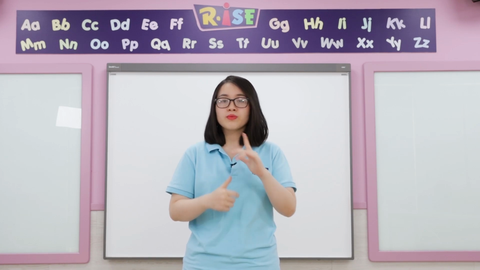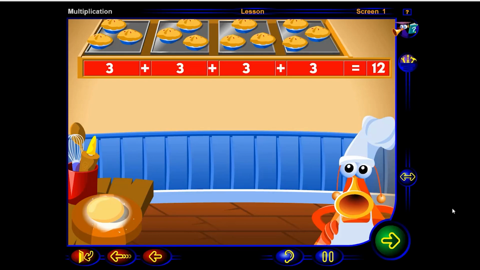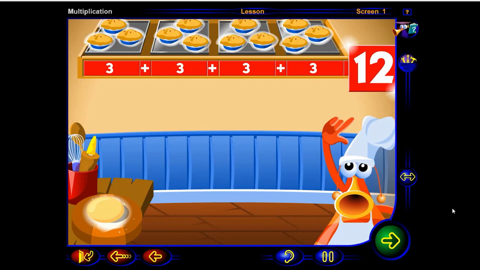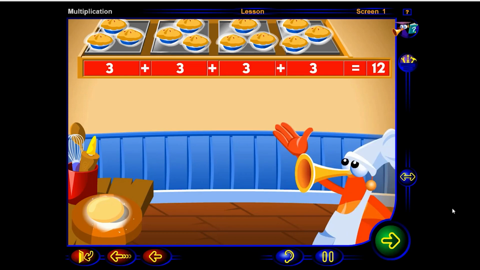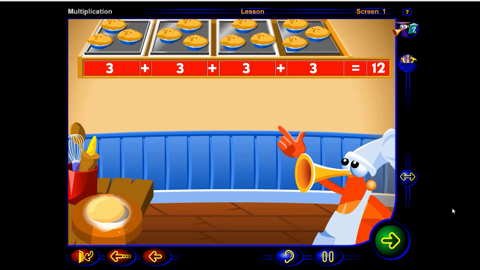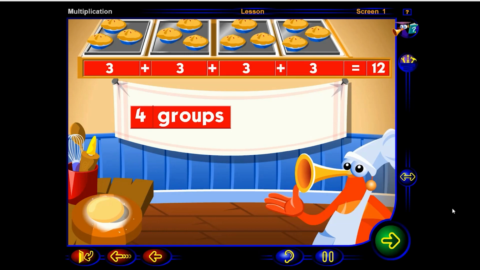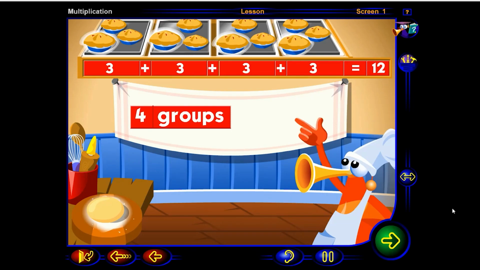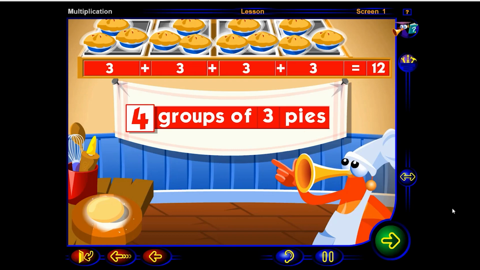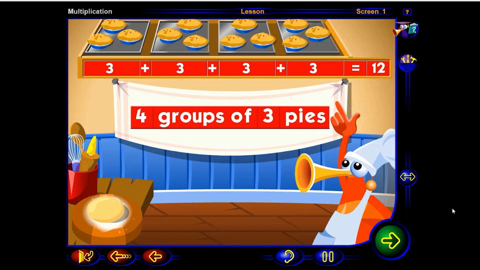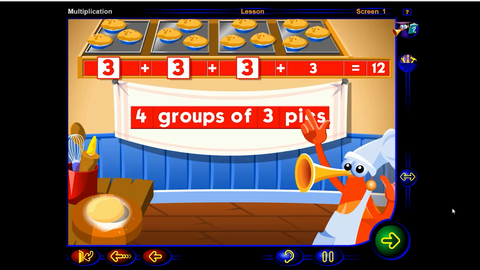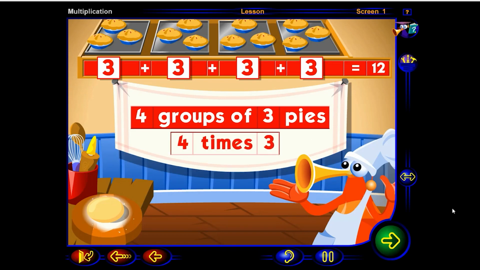Professor will help you with multiplication first. You've baked 12 apple pies. You know, there is another way to find how many pies there are. There are 1, 2, 3, 4 groups of pies here. And each group has the same number of pies. 1, 2, 3. 4 groups of 3 is 12. In this number sentence, we are adding 4 threes, which we can also write as 4 times 3.